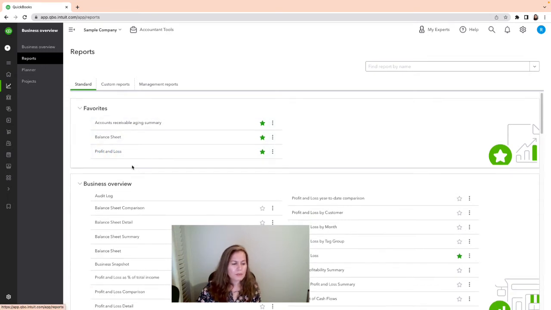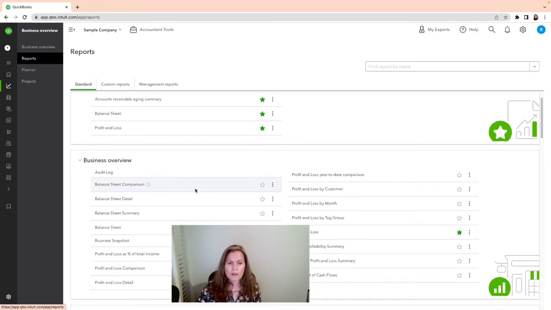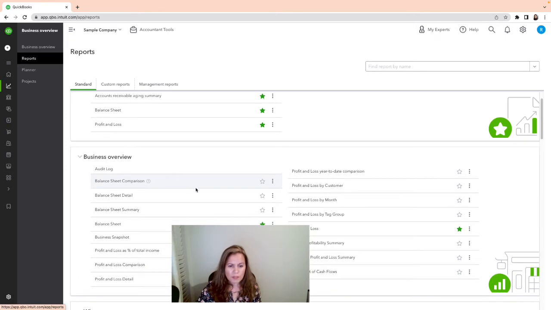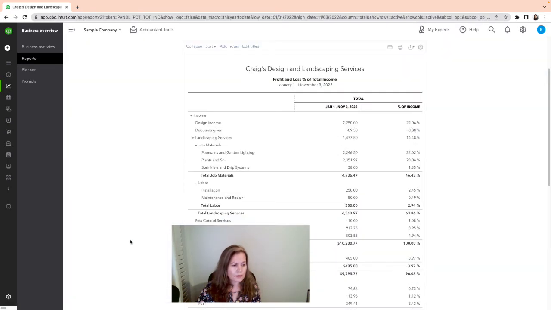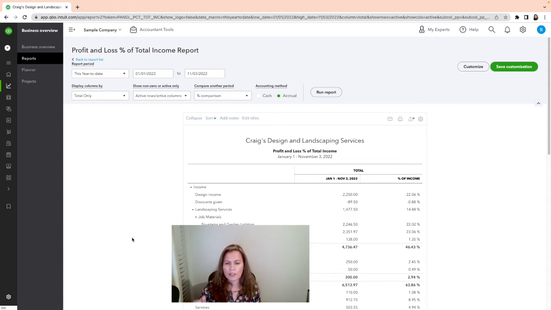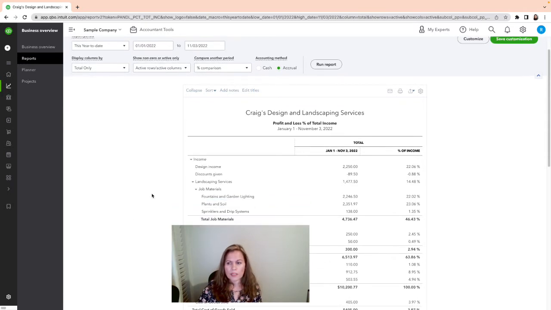Okay, so this is the basic balance sheet, profit and loss. But in order to do a vertical analysis, I want to do a profit and loss by percentage of total income. So that's right here, profit and loss as percentage of total income. That's how we run a vertical analysis of your business. We're going to analyze the percentage of your expenses and all the items based on total revenue. Okay, so we're going to do it this year to date.